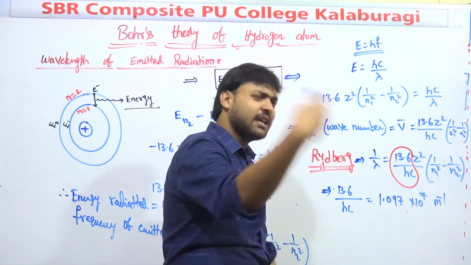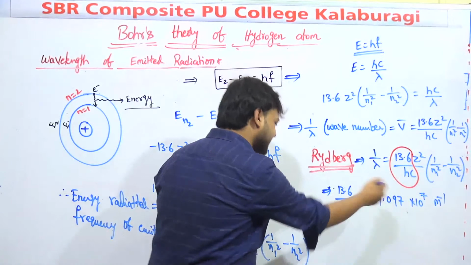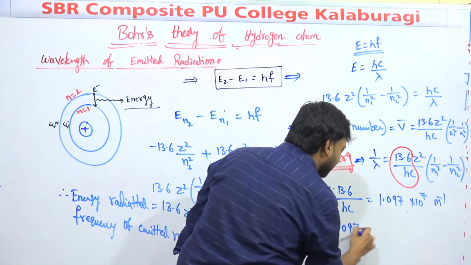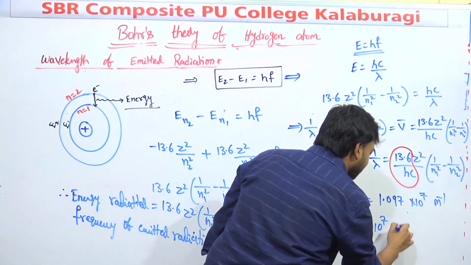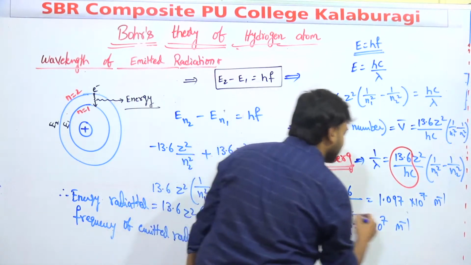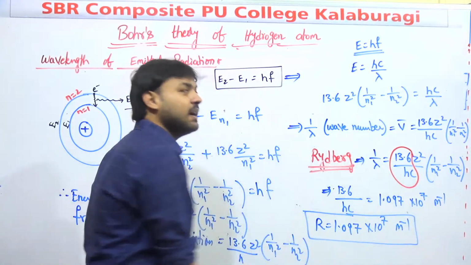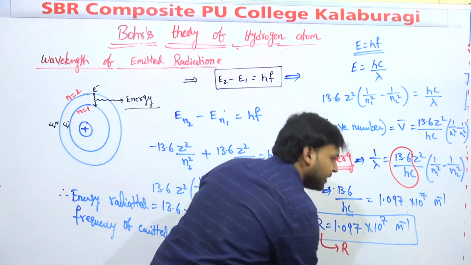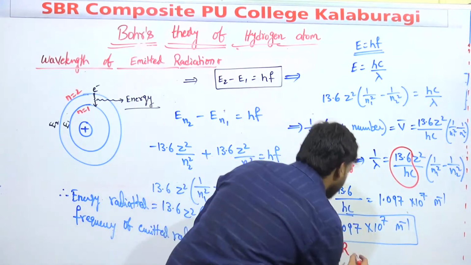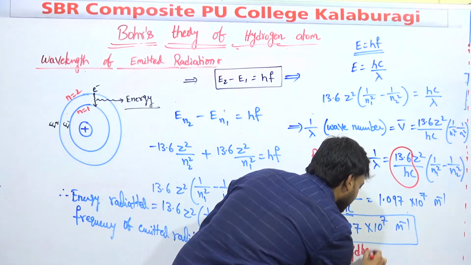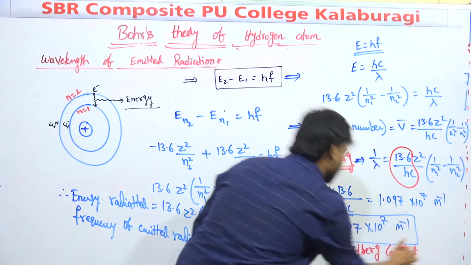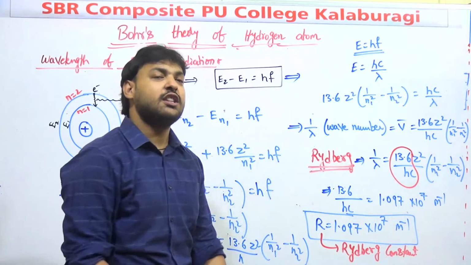Bohr also accepted: okay, take your name. So he said that the R value will be 1.097 into 10 to the power 7 per meter. That constant we call the Rydberg constant. What constant? Rydberg constant. It is 1.097 into 10 to the power 7.